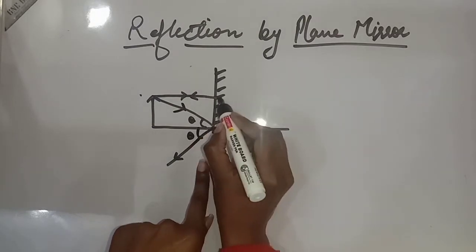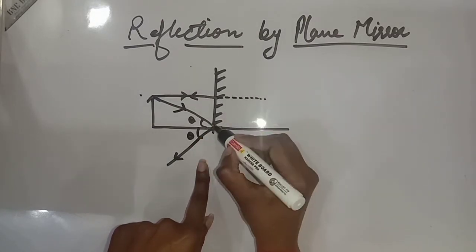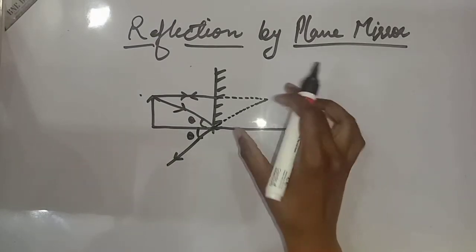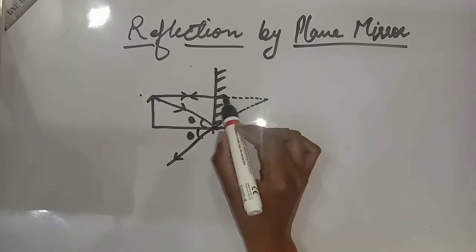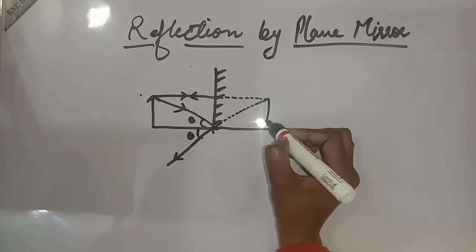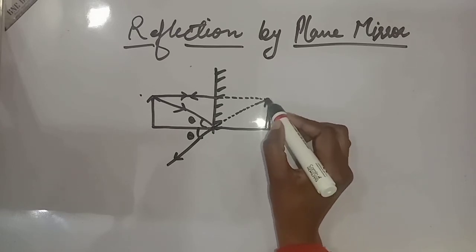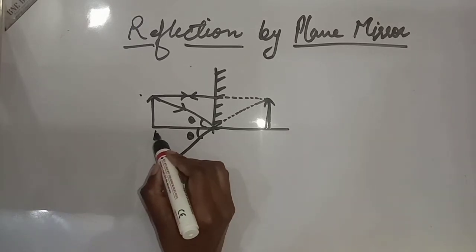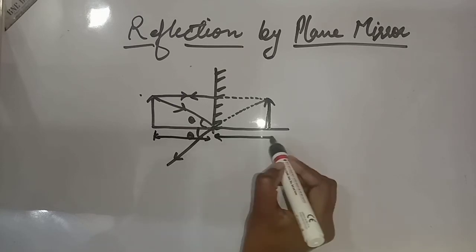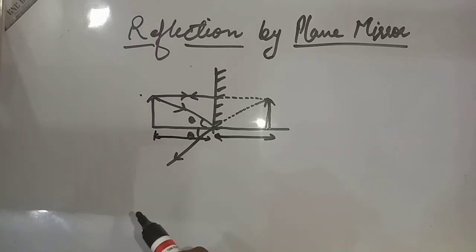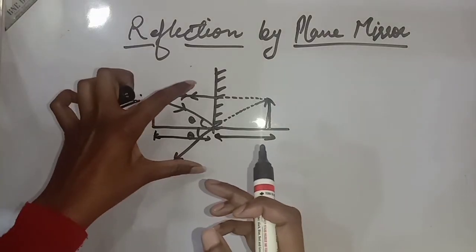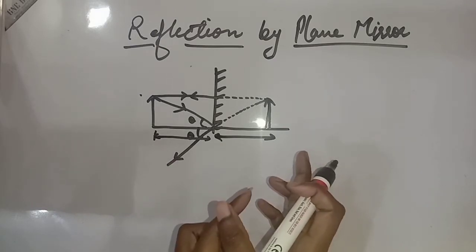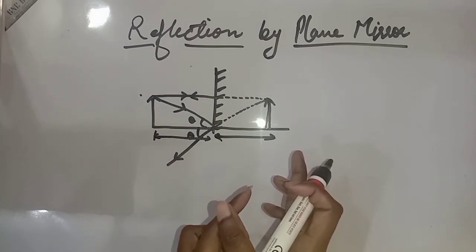Now, by extending these two rays we can see that both the rays meet at this point and the image is formed. The distance of the image from the mirror will be the same as that of the object. Right? Whenever a plane mirror forms an image, it forms at the same distance. Okay?